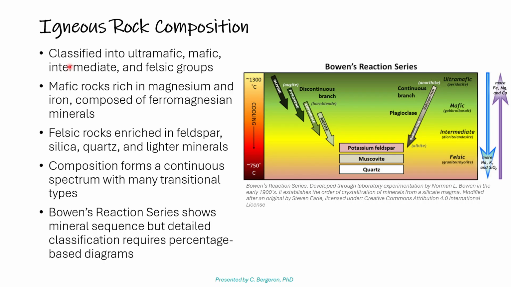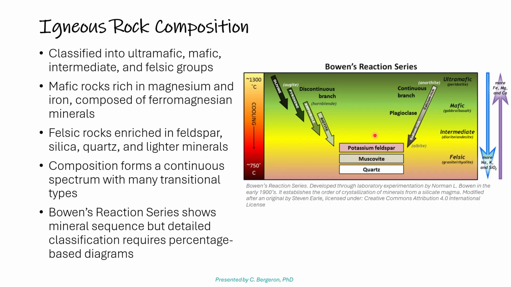It is important to note that these groups do not have really sharp boundaries in nature, and these four categories, you can think of them as a spectrum. Using the Bowen's reaction series alone really doesn't allow us to classify the rocks beyond their composition. So in the next slide, we'll talk about texture as well.